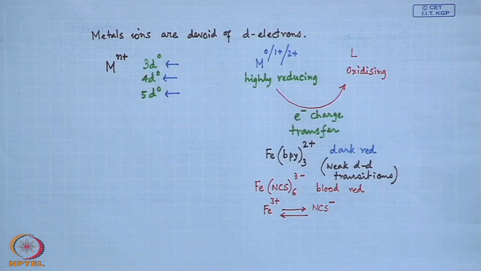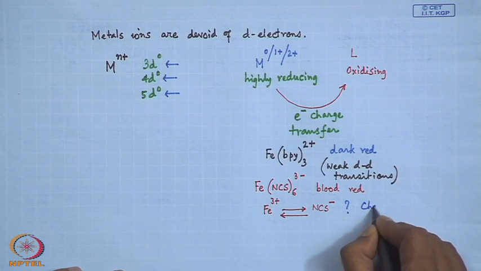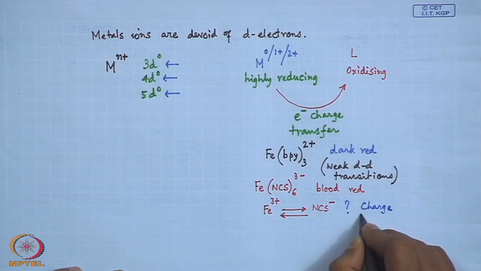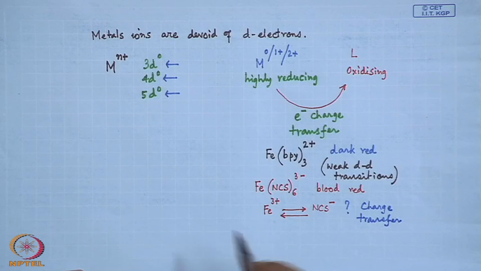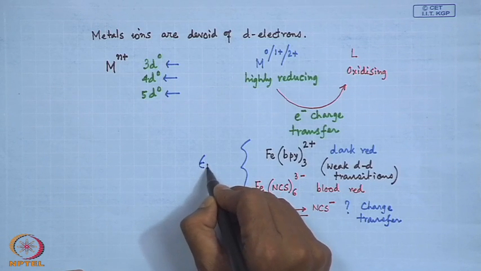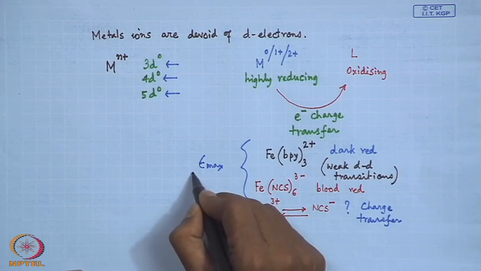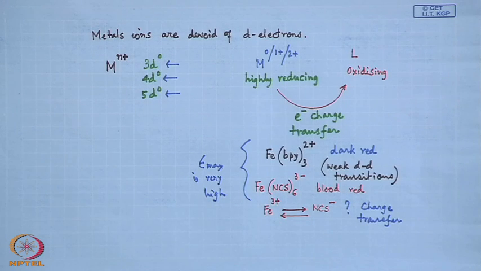We will see, but in these two cases the epsilon max is very high. So, that basically tells us that we are just dealing with some species where the corresponding complexes are showing the charge transfer species.